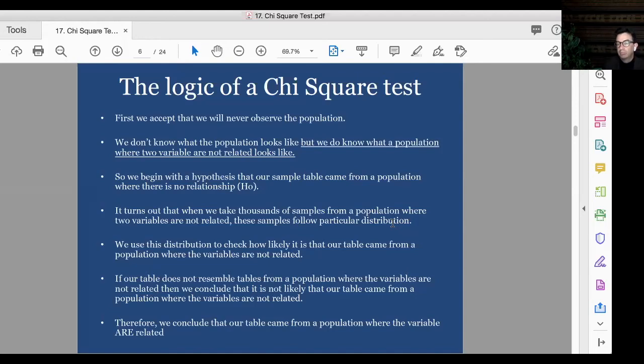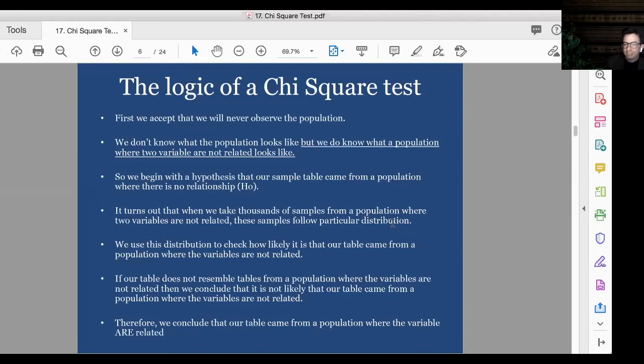That we know, right? We can make it up. We know that. So we begin with what we know. We don't know what our population is like. We don't know the relationship in our population, but we know what a population where there is no relationship would look like, right? Columns would be exactly the same. So we begin with a hypothesis that our sample table came from a population where there is no relationship, right? That's our null hypothesis.